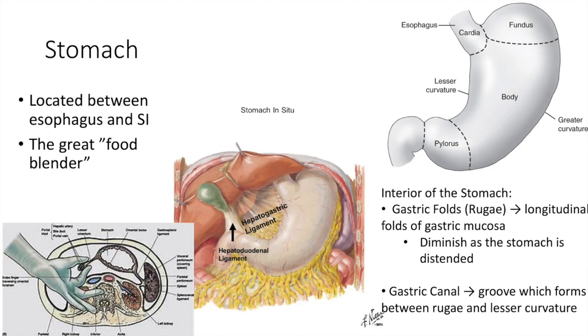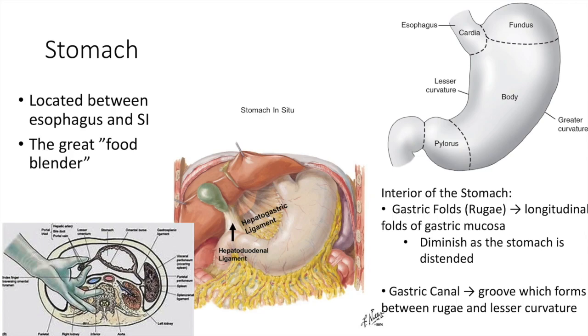So now we're going to talk about the stomach. It's located between the esophagus and the small intestine, and it's called the great food blender. So there are different parts of the stomach. The top of the stomach is called our cardia. The cardia is the part going in from the esophagus to the stomach. Then the upper portion of the stomach itself is the fundus. Then the large portion is the body, and then as we're getting ready to exit, that is our pylorus.